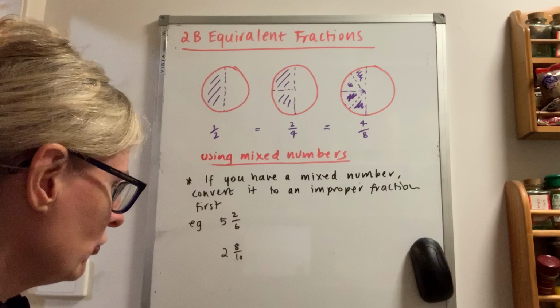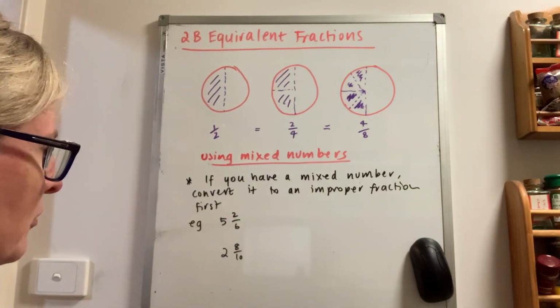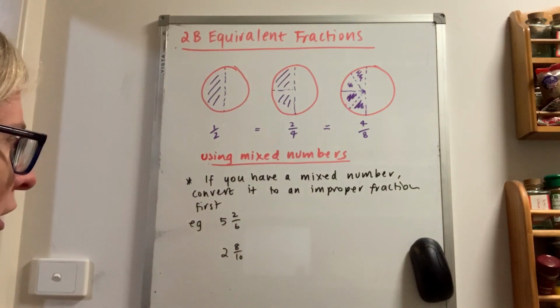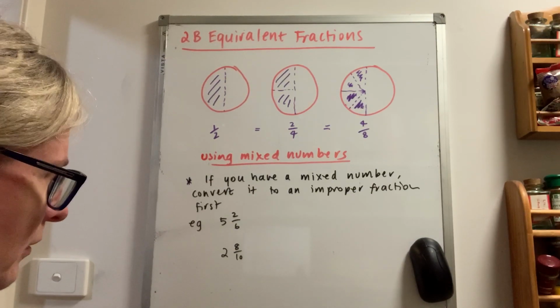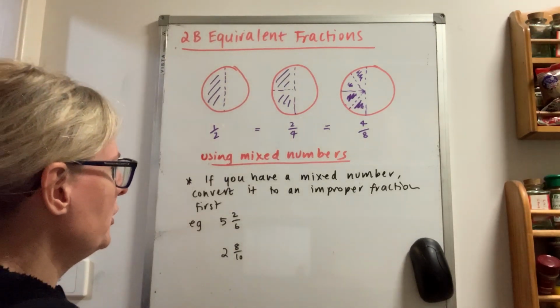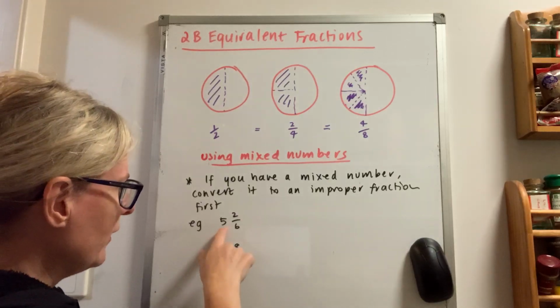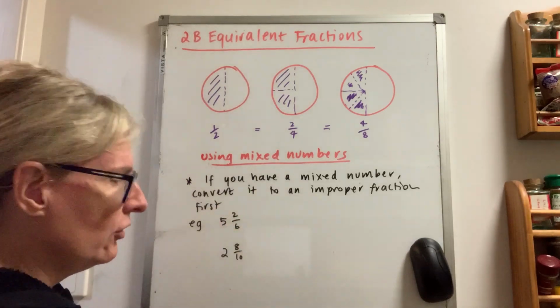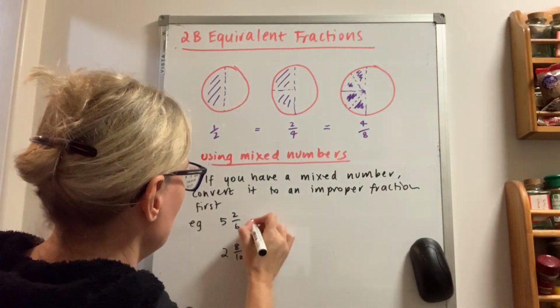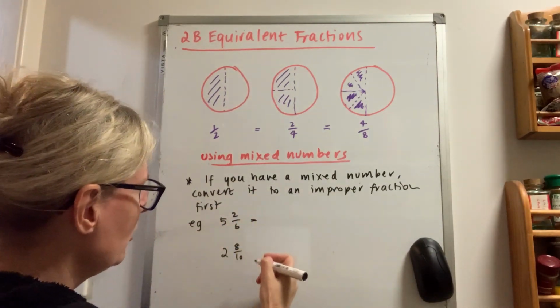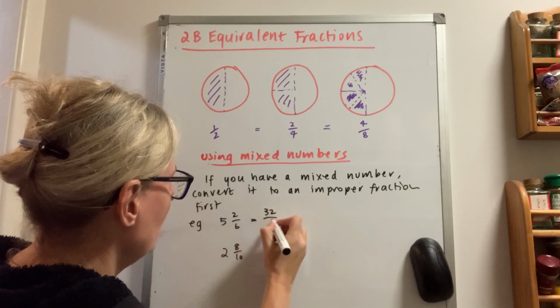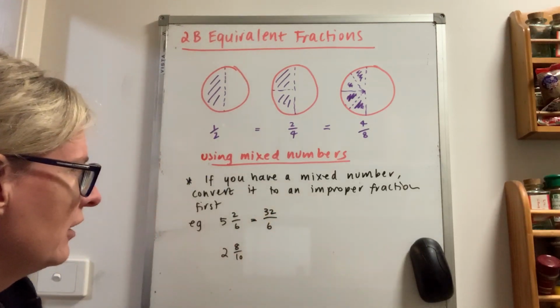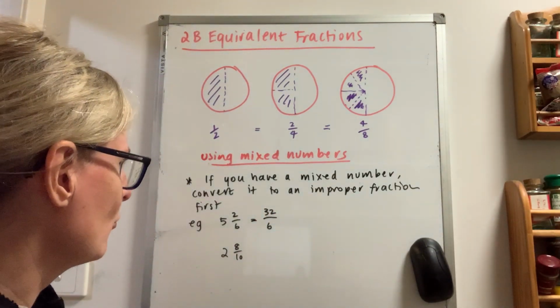So we've got 5 and 2 sixths, and if we want to simplify or cancel that, then we need to make it into an improper fraction first. So can we remember how to do that? Of course, we need to multiply the whole number by the denominator part, and then we're going to add the numerator part. So we've got 5 sixes are 30, plus 2 is 32, and we keep the denominator the same because it's still the same parts of the whole.